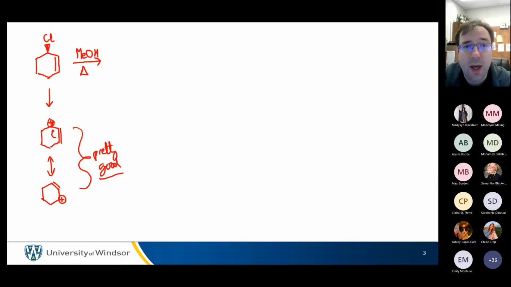In an SN1 reaction, any 50-pound weakling can be a good nucleophile, because the nucleophile does not matter because you made a carbocation. So anything with electrons is good enough.